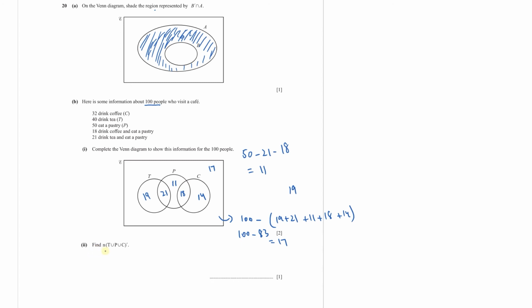Part 2 is, find the number of people in the set (T union P union C) complement. So T union P union C will be this set, the union of all these three. So you have to find the number of people outside of this. So we already know that this is 17.